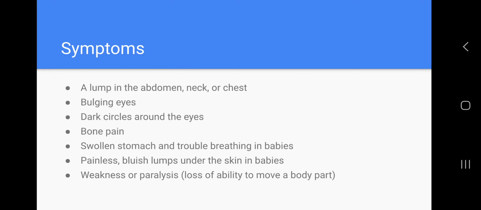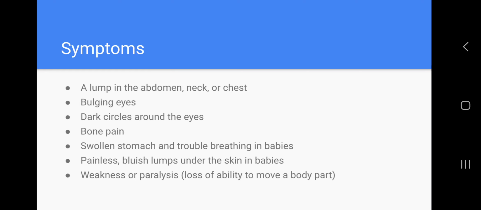So what are symptoms of this neuroblastoma? Well, you might see a palpable lump in the abdomen, neck, or chest, bulging of the eyes, dark circles around the eyes. Might even see bone pain. This is normally in the spine. Swollen stomach and trouble breathing in babies. So, you might see swelling of the stomach if the tumor's on the adrenal glands. It can displace things, which displaces really everything in the abdomen.